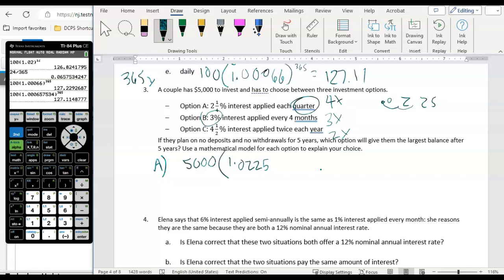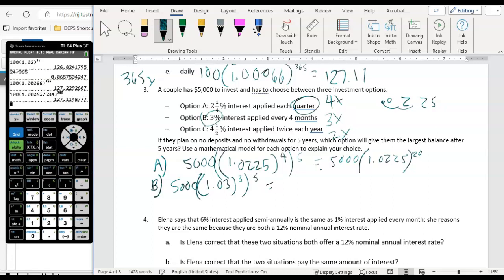And then here, if we are doing this 4 times, but we're doing it for 5 years, we need to multiply by 5. So we get 5,000 times 1.0225 to the 20th power, right? Because if we do it for 5 years, that's how long that's going to be. All right, plan B would be 5,000 times 1.03, but this time we're only doing it 3 times, and we're still doing it for 5 years. So we're going to need to multiply by that 5.